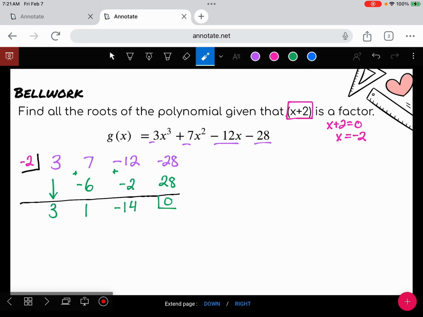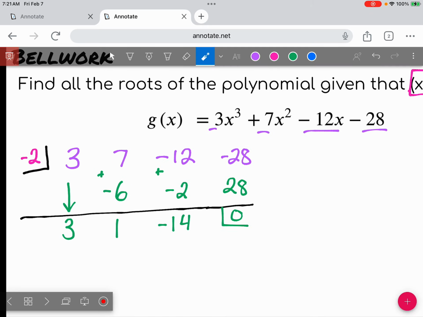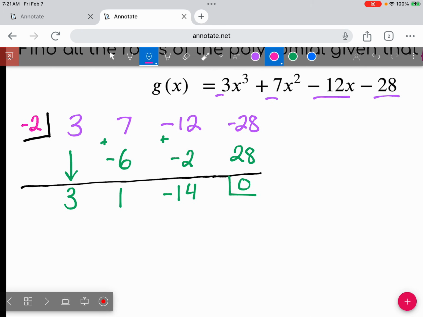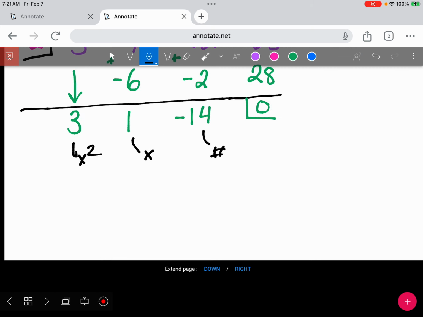You don't have to, but I do recommend it just because looking at it like that is hard to see. But you don't necessarily have to, because we're just going to take them back away for a second. But yeah, this is going to go with our x squared. This guy's going to go with our x, and this guy's just the number. So this is giving us the quadratic, our 3x squared plus 1x minus 14.